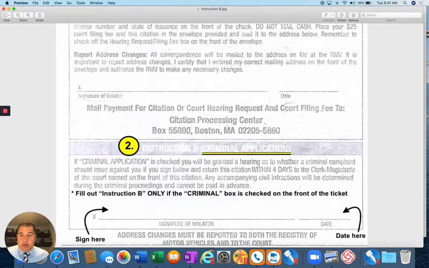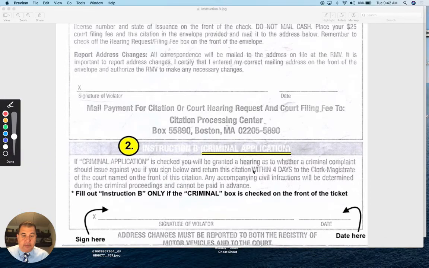Here's the thing, though. On a criminal application, you have even less time than the civil application. You only have 4 days to get this thing in, and it's not going up here. So ignore this when it comes to criminal. You really want to send that to the court, and the court is listed on the front of the citation.